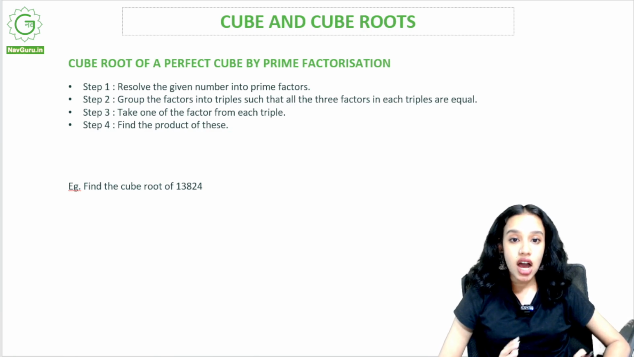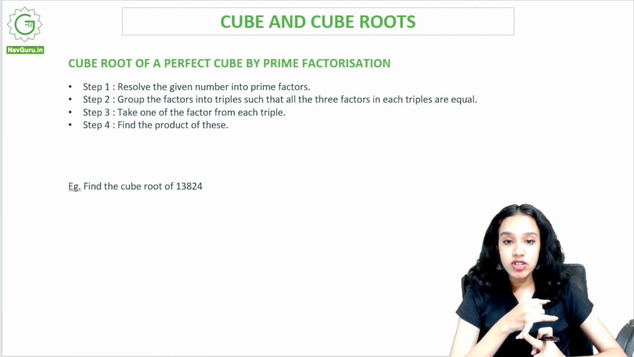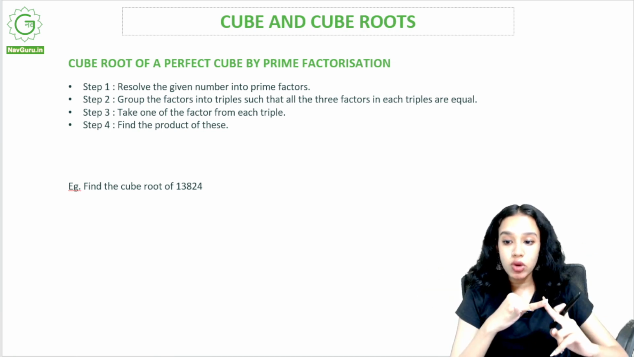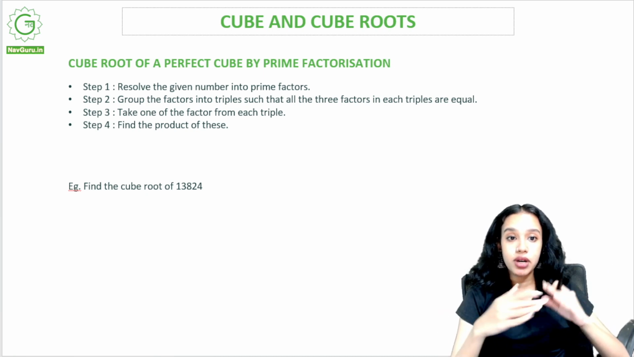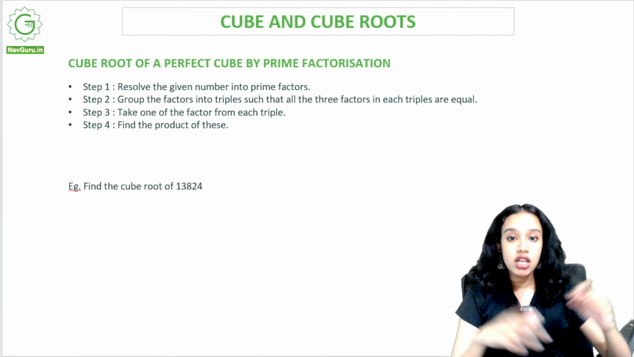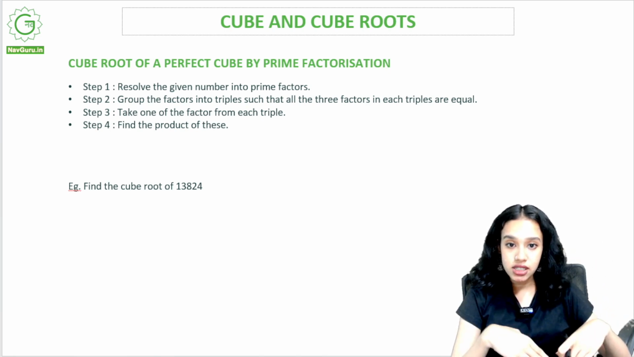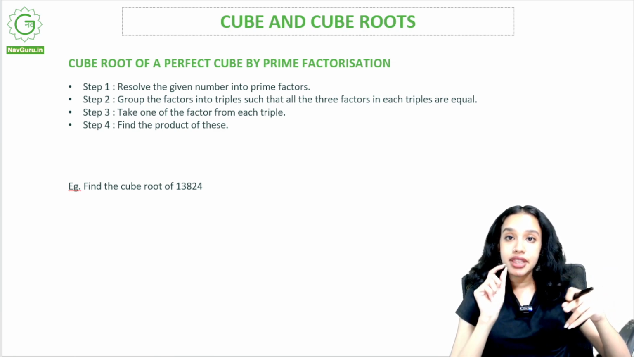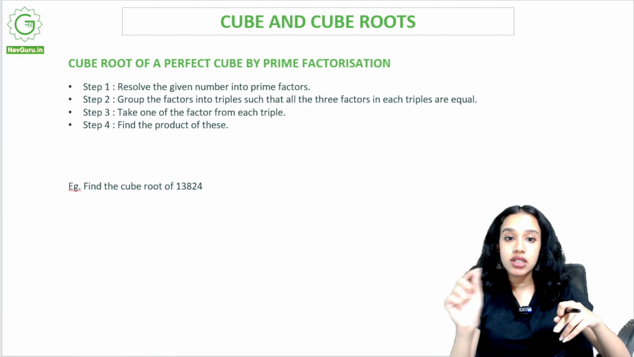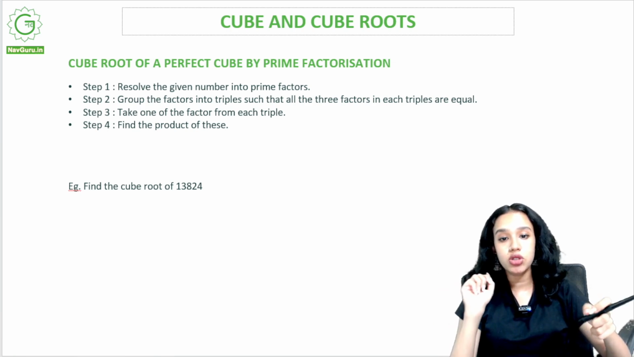Now let's see how to find the cube root of a perfect cube by two methods. One, we have the prime factorization method, and then we'll move on to the long division method. So first we have to find the cube root of a perfect cube by the prime factorization method. First we'll resolve the given number into prime factors, and then we'll group the factors into groups of 3, right? And then we'll take one factor from each group and find the product, and thus we'll find the cube root of the number.